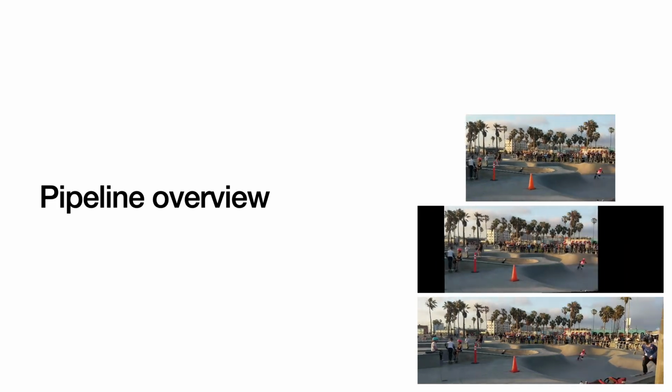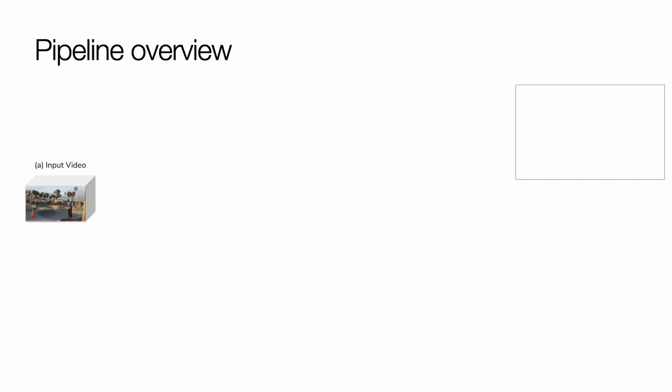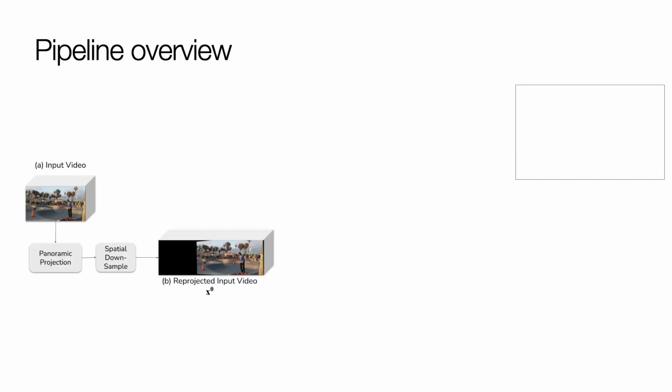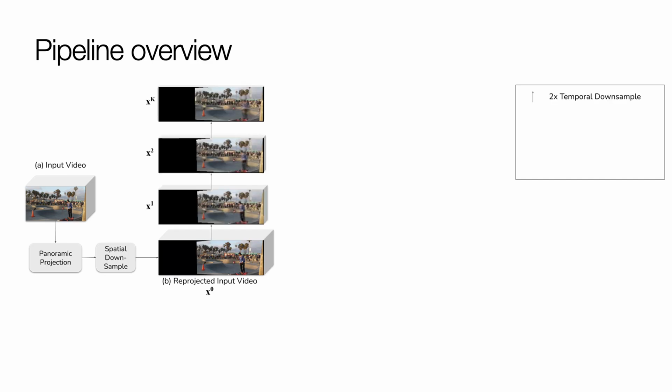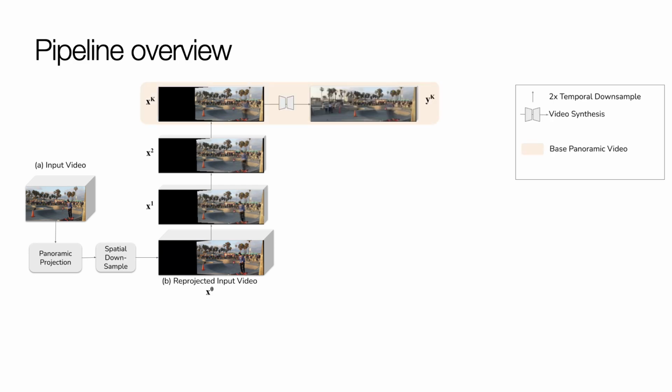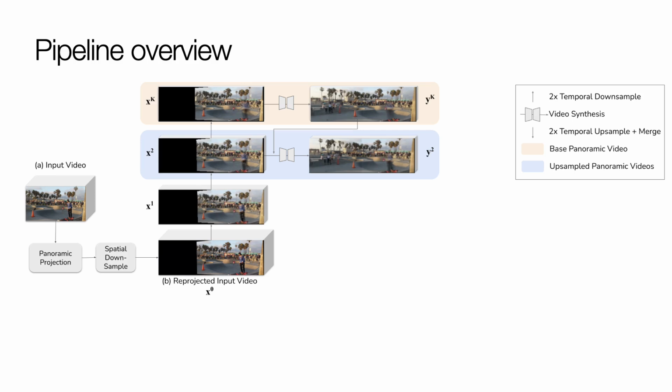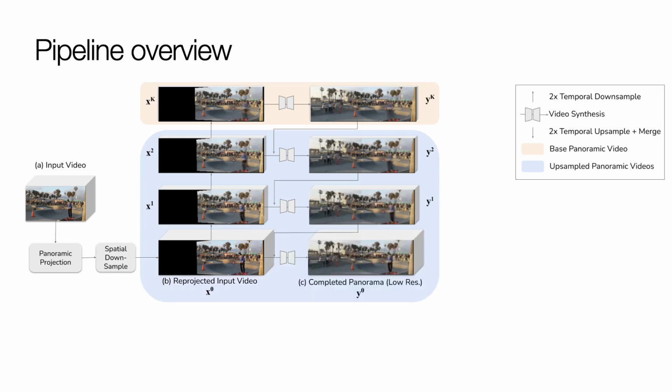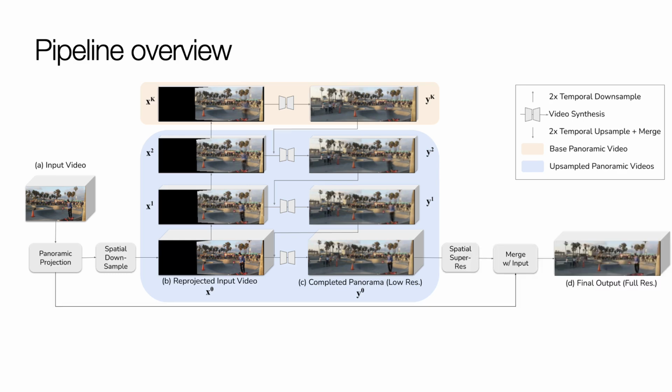Next, we'll walk through our pipeline with an example. Given an input panning video, we reproject it as a panorama and resample the frames to a pyramid of temporal resolutions. A base panoramic video is synthesized at the coarsest temporal scale, then temporally upsampled and merged with the next scale for completion, until we get back to the full frame rate. Finally, a spatial super-resolution pass and blending with the input are applied to produce the final output video.